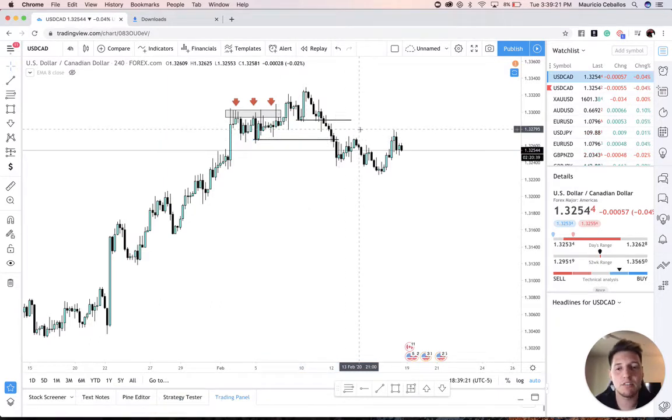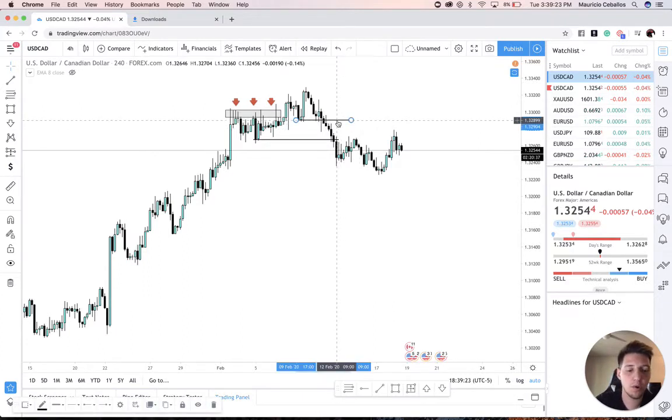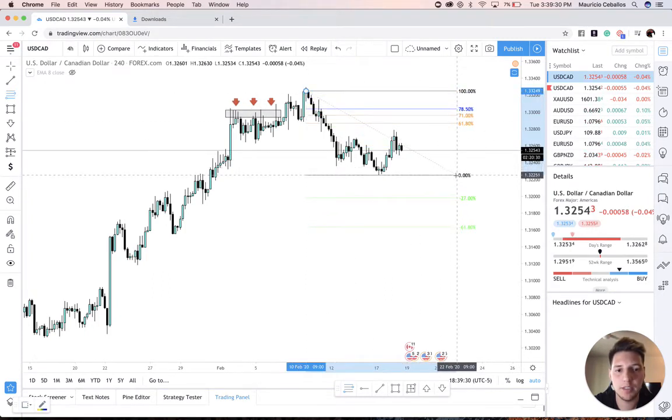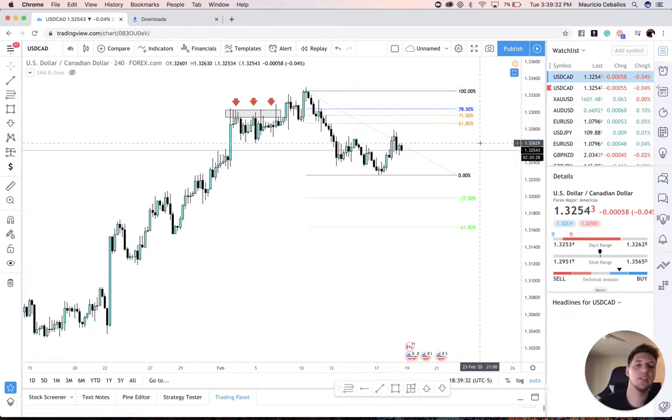When I see a break of direction traded in the market, I tend to look for my Fibonacci retracement on our golden pocket ratio. So I'm going to trace from the top of the market to the bottom of the market. Our golden pocket ratio levels are 61.8, 71, and 78.5.